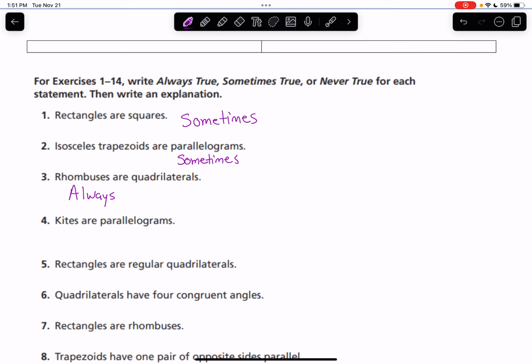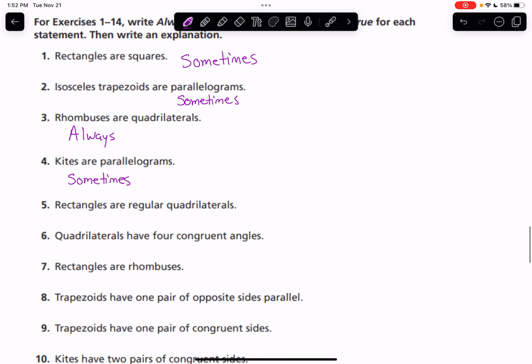Kites are parallelograms. Well, we just talked about an example of a kite that was also a rhombus, and rhombuses are parallelograms, so kites are sometimes parallelogram shaped. Rectangles are regular quadrilaterals. That's a word we haven't seen in a while. Remember, regular means that all the sides are the same length. So, for example, a regular quadrilateral would be a square. Well, we know rectangles are sometimes squares, so rectangles are sometimes regular quadrilaterals.